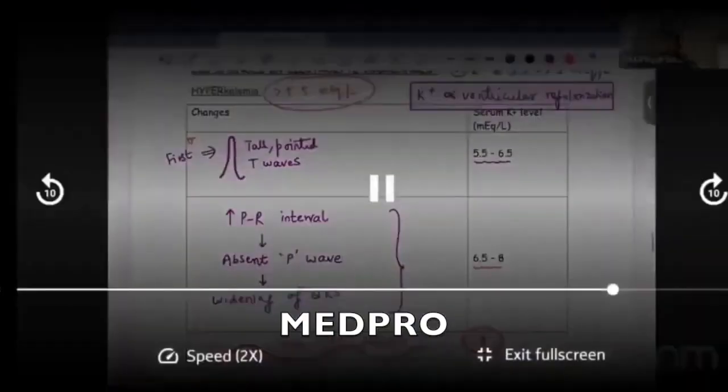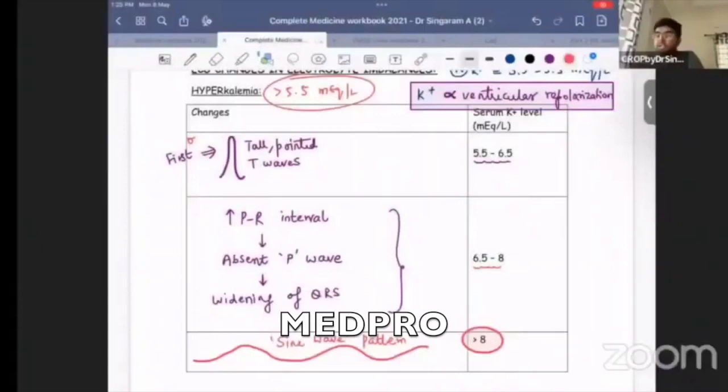These are the findings noted in hyperkalemia. Don't forget the first change. The first change is always tall pointed T waves. Any of you know any other condition where you also have tall pointed T waves?